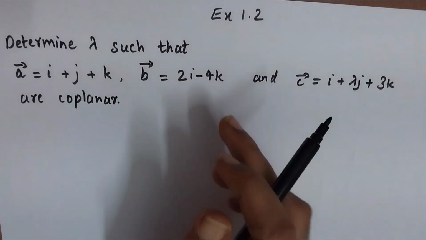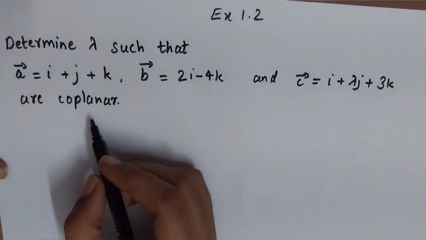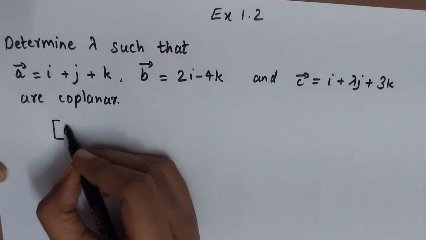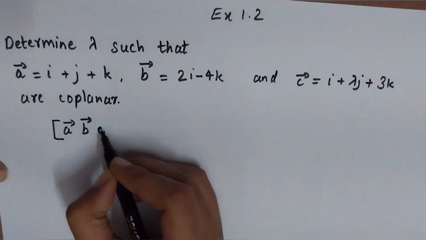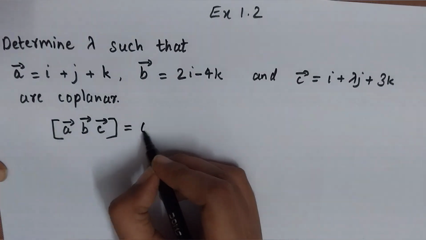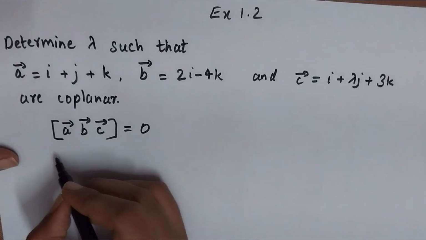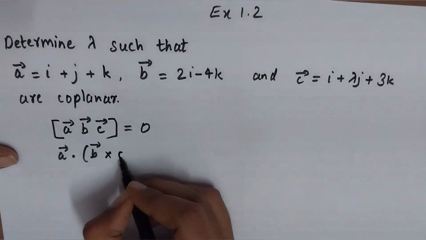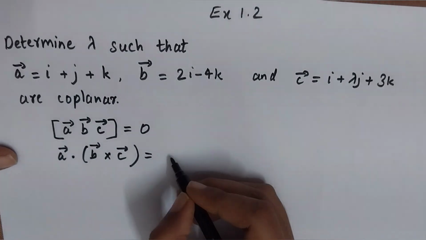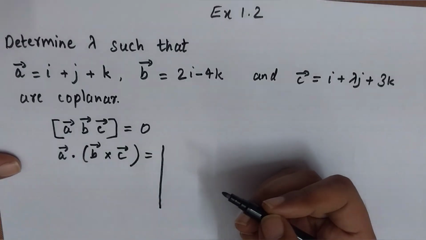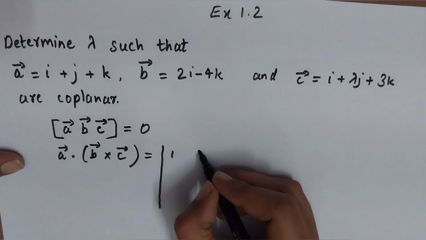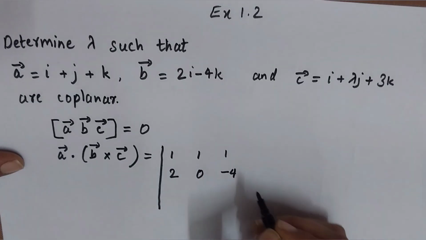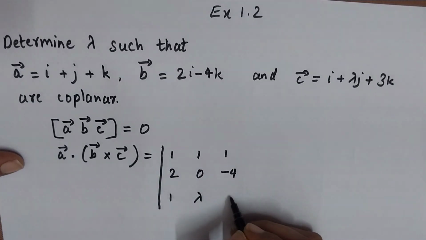If these three vectors are coplanar, then that means their box product will be 0. That is box A, B, C is equal to 0. Now box ABC means it is vector A dot vector B cross vector C, which is equal to determinant 1, 1, 1, 2, 0, minus 4, 1, lambda, 3.